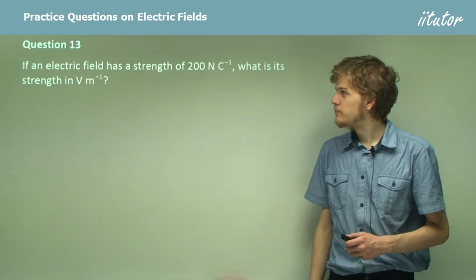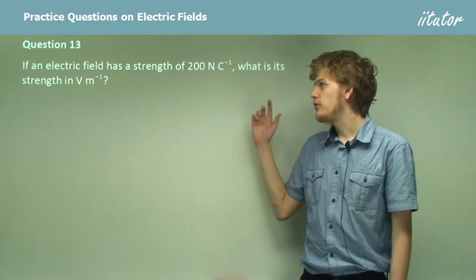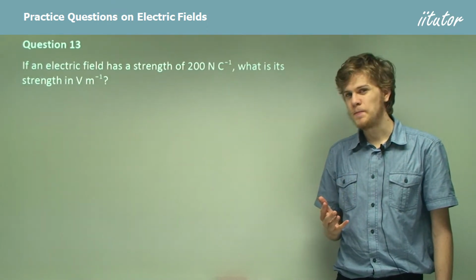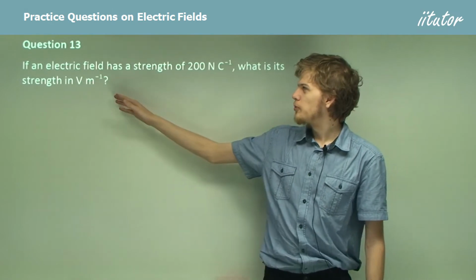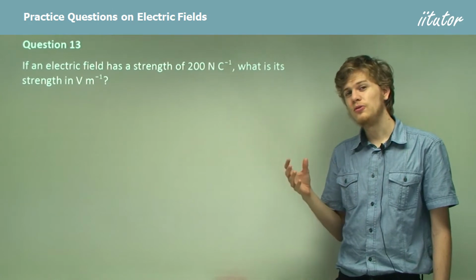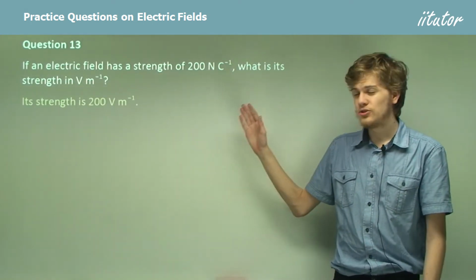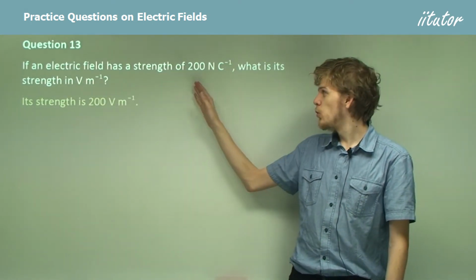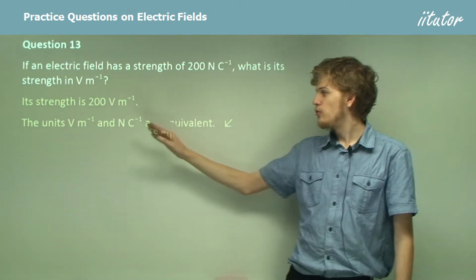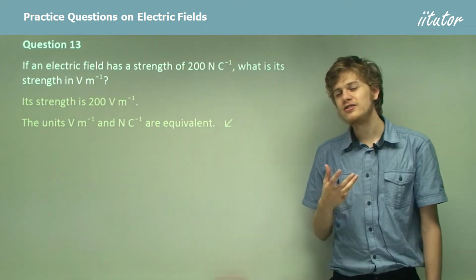Question 13. If an electric field has a strength of 200 newtons per coulomb, what is the strength of the electric field in volts per meter? Now this is something like a trick question. It's asking you to compare volts per meter to newtons per coulomb. But as I've mentioned before, these two ways of measuring the electric field strength are exactly equivalent. So the strength of the electric field in volts per meter is also exactly 200 volts per meter. The units volt per meter and newton per coulomb are equivalent. They mean exactly the same thing.